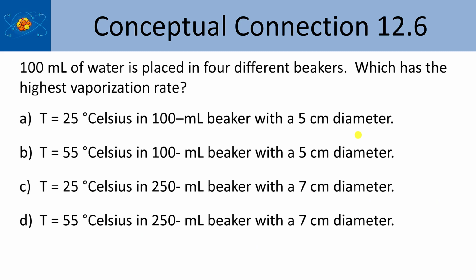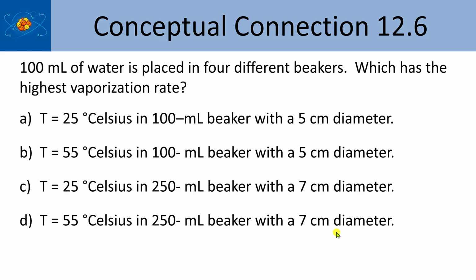So here's a quick concept check. We have 100 mils of water, and we put it into 4 different beakers. And each of the beakers either has a different diameter or a different temperature. So choice A, where we're looking to see which one has the highest vaporization rate. Choice A is at 25 degrees Celsius. It's a 100 mil beaker and has a 5 centimeter diameter. B is 55 degrees Celsius, 100 mil beaker with a 5 centimeter diameter. And then back to 25, but now this is a 250 mil beaker with a 7 centimeter diameter. And this is a 55 degrees Celsius beaker with 250 mil beaker with a 7 centimeter diameter.